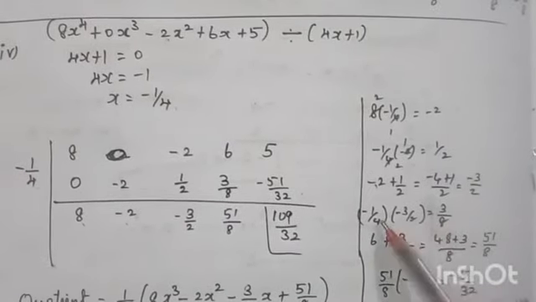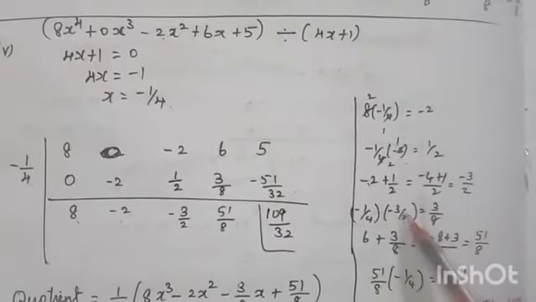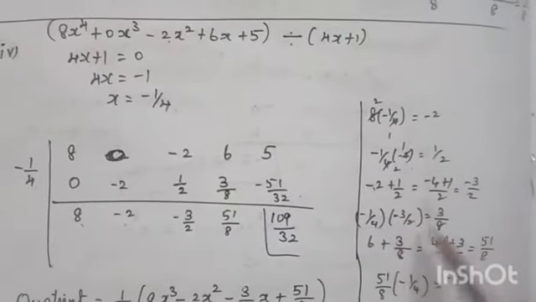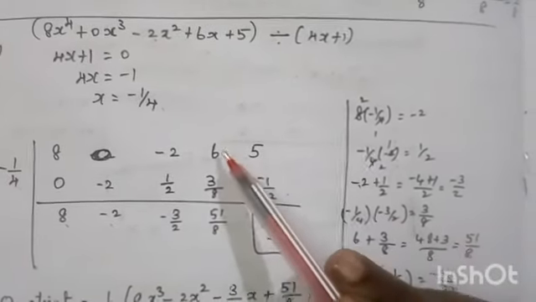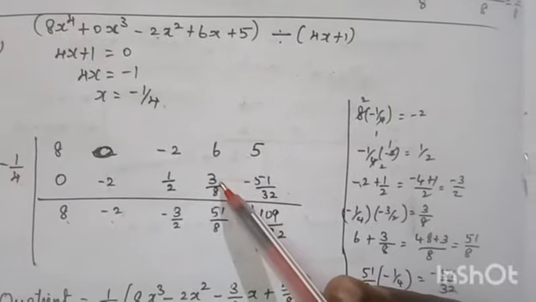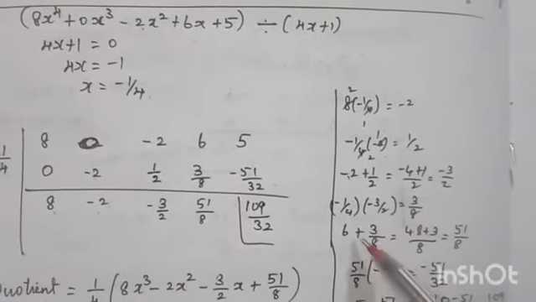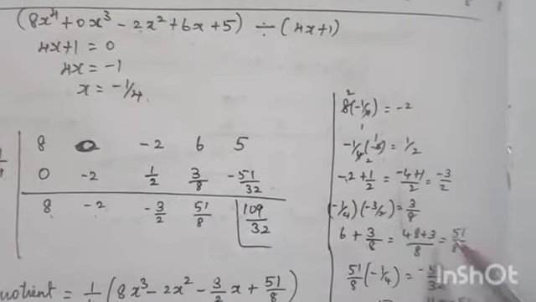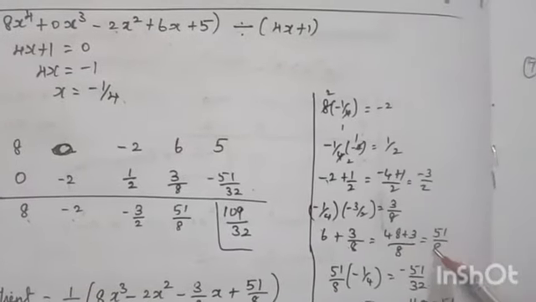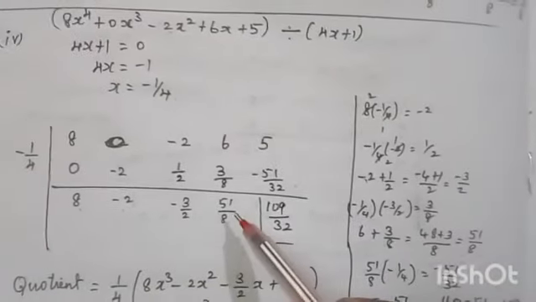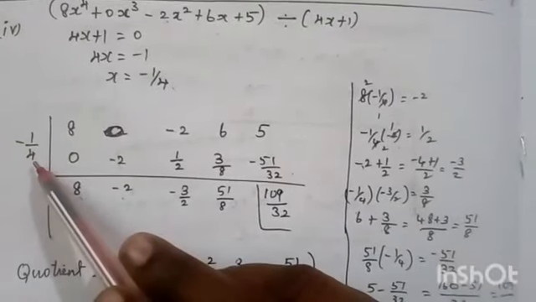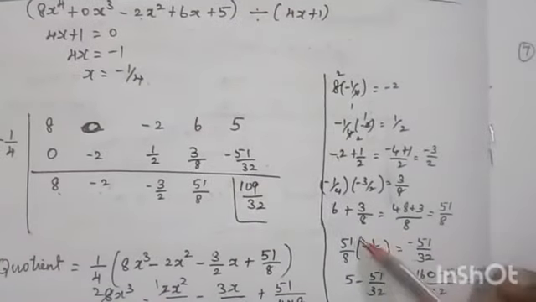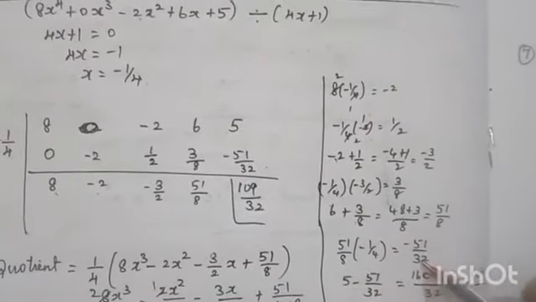Minus into minus is plus, 4 2s are 8. So minus 1 into minus 3 is 3, 4 2s are 8, 3 by 8. Now we have to add these two: 6 plus 3 by 8. Again LCM: 6 8s are 48 plus 3 by 8, so that is 51 by 8. Now this 51 by 8 multiplied with minus 1 by 4, so minus 51 by 32.